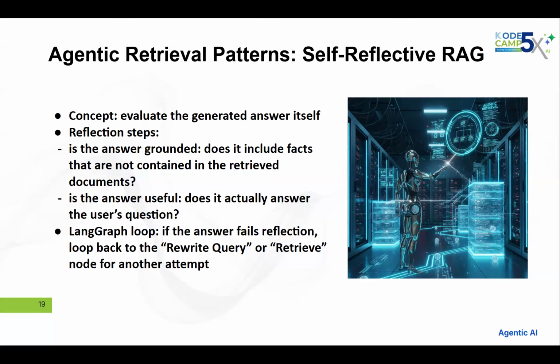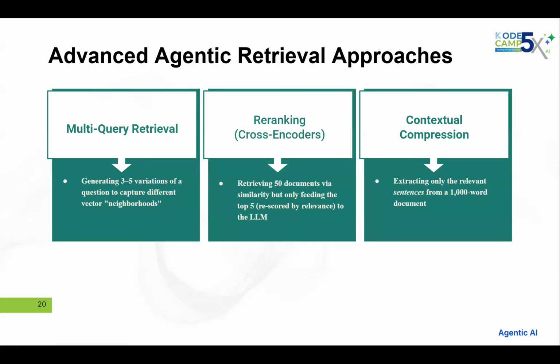Okay, so we move ahead. Now, some advanced agentic retrieval approaches include multi-query retrieval, where the agent retrieves the user prompt, and then it tries to generate multiple variations of that prompt, which are tuned to capture different vector neighborhoods related to the prompt.